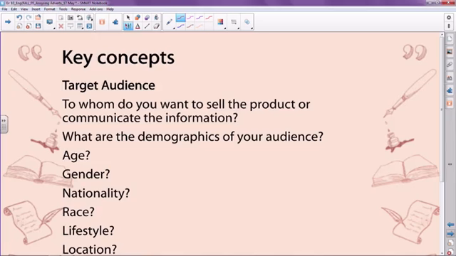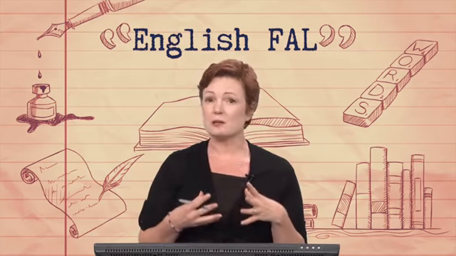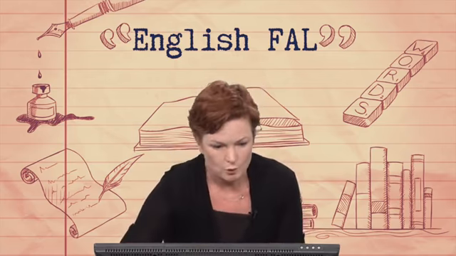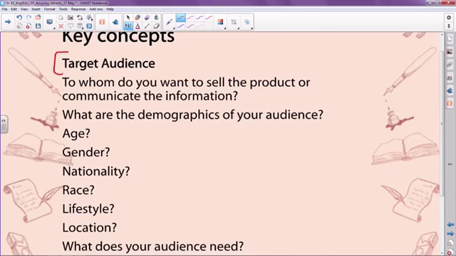So that's about the audience. Now, who is our audience? When we're creating an advert or when we're analyzing an advert, we need to understand our audience, and we call this the target audience. So let's look at some things we need to think about when we discuss a target audience. What is target audience? To whom do you want to sell the product or communicate the information? That is what you need to think about.